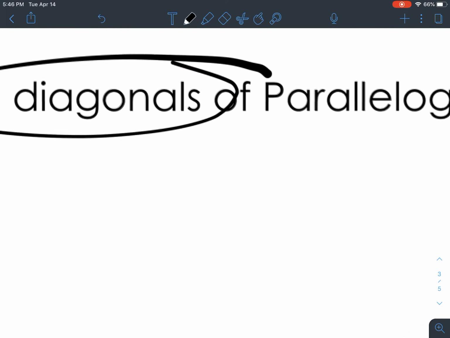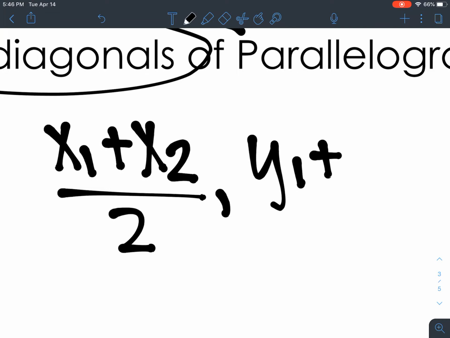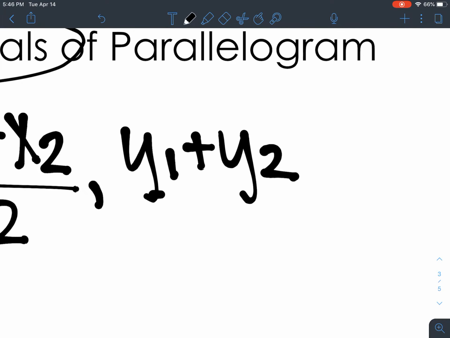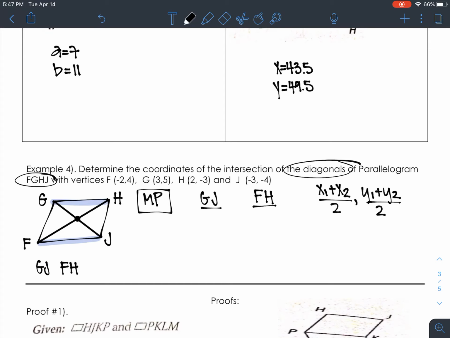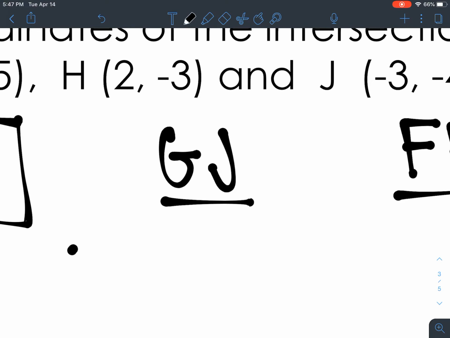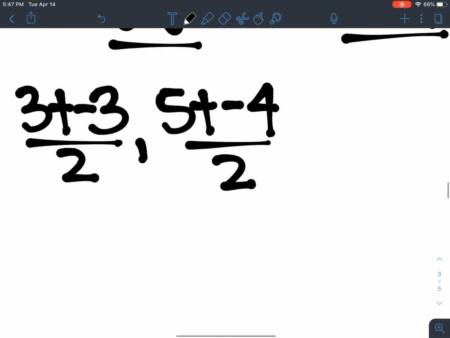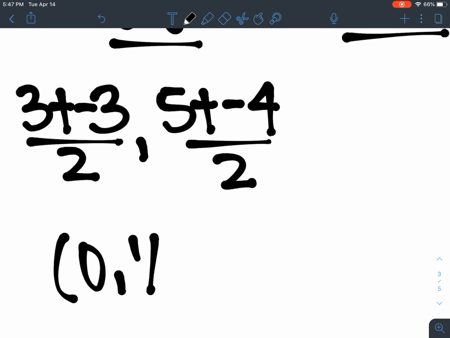So if we just do a quick recall, our midpoint formula is x1 plus x2 divided by 2, comma, y1 plus y2 divided by 2. Finding the midpoint of GJ, I'm going to have 3 plus negative 3 over 2, comma, 5 plus negative 4 over 2, which would give me 0, comma, 1/2 as my point of intersection.